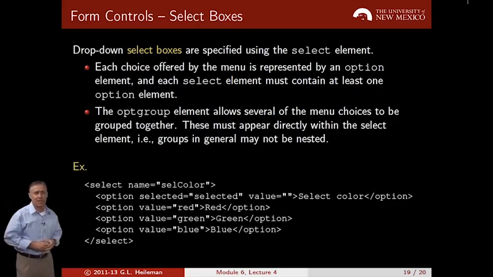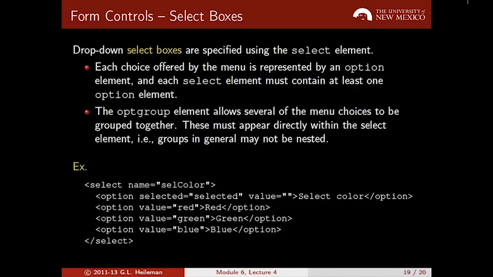So here's a simple example. Select is the name of the element, and I've named this particular one sel color. And you see option selected equal. This is the one that says select color, and it's initially going to show up in the browser. Notice that it's between the option open tag and the option close tag there. And then I've got red, blue, and green.